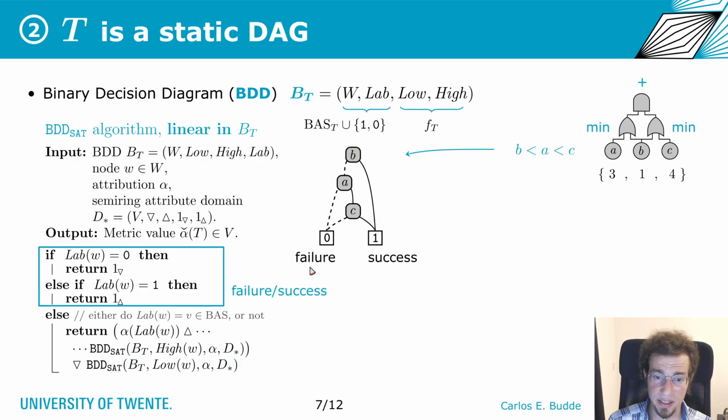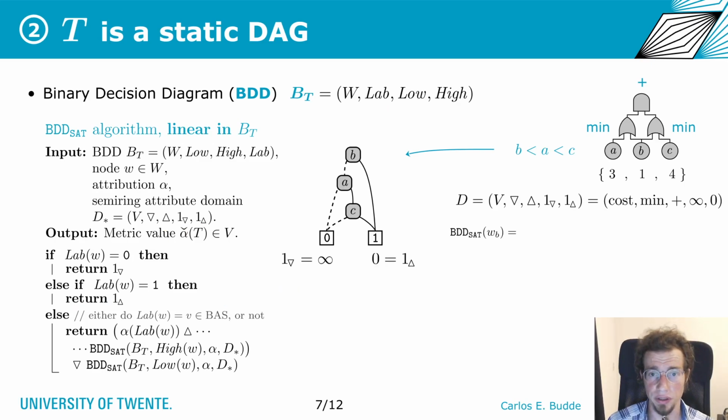At the bottom case, so the base case of this recursion, we have the leaves of the BDD. If we reach the failure leaf, then we're going to use the neutral operand of the disjunction, and if we reach the success, then we're going to use the neutral operand of the conjunction. So let's see an example.